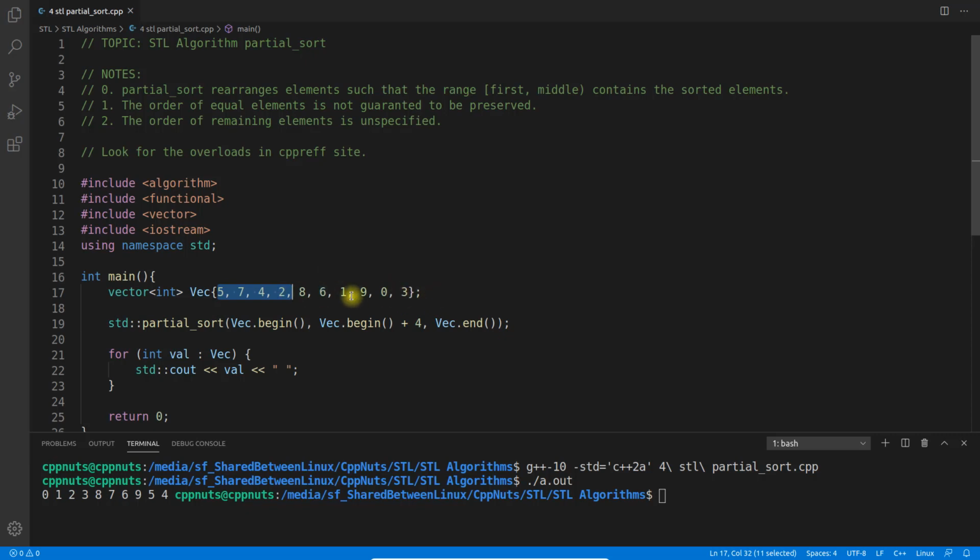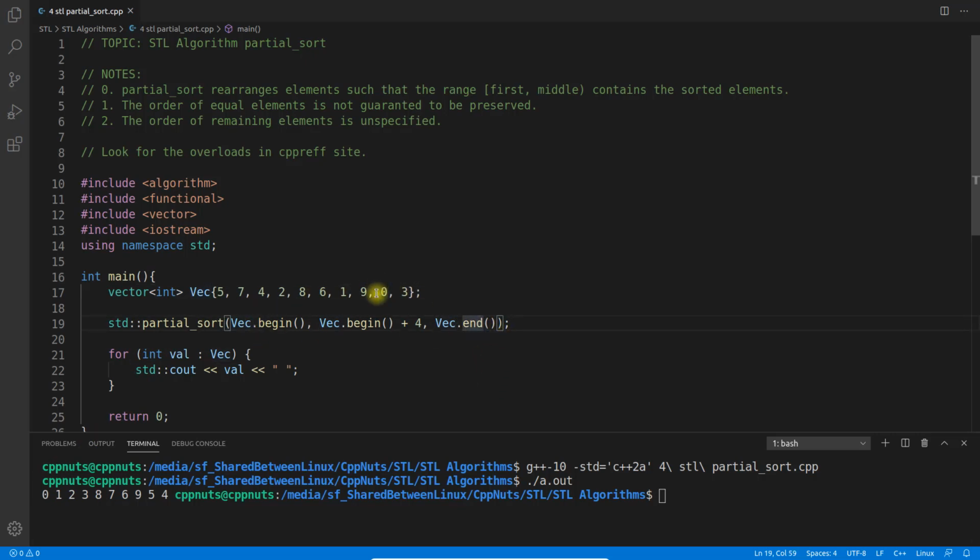So you cannot say that, okay, 5 is coming from here to here, then it will come to some specific place. No, that order is not defined. So let's look at these notes so it will be very clear. Partial sort rearranges the elements such that the range first to middle, excluding middle, contains the sorted elements. See, 0 is considered for first because I have said to consider from beginning to end.